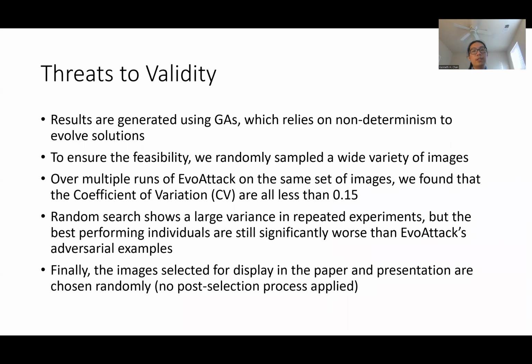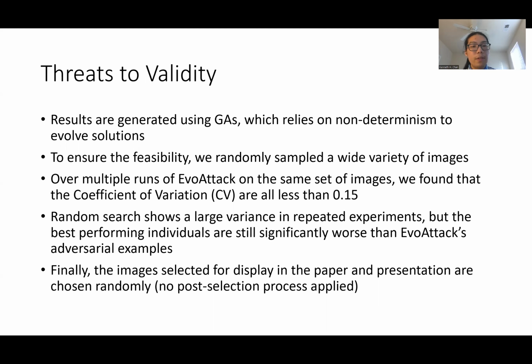Because GAs rely on non-determinism to generate adversarial examples, we randomly sampled a wide variety of images from the testing sets. Over multiple runs of EvoAttack on the same set of images, we found the coefficient of variation for each of the metrics measured is less than 0.15. This means that over multiple runs, we produce very similar types of perturbation in order to prevent detection.